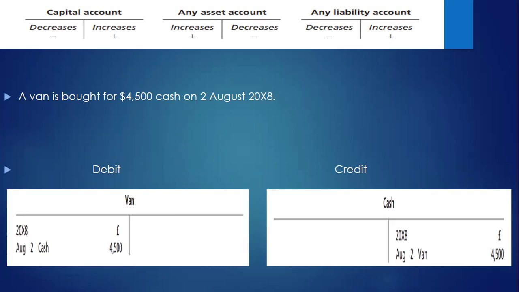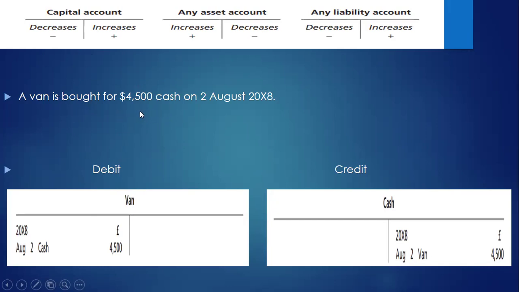Now let's see. The business owner bought a van and paid in cash. So van and cash, those are the two accounts that will be affected. Let's take the van first. Van is an asset. So a new van means assets have increased. It's going to go right there under the van account, on the debit side, because assets have increased.